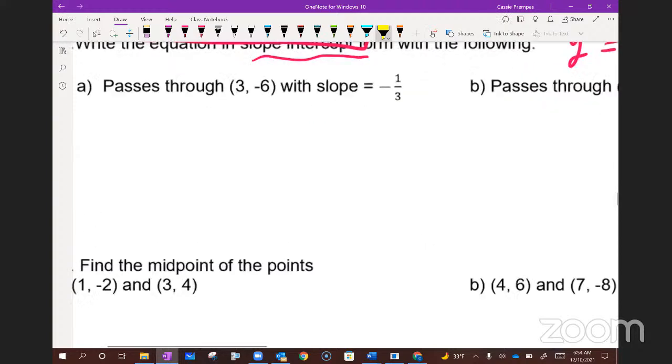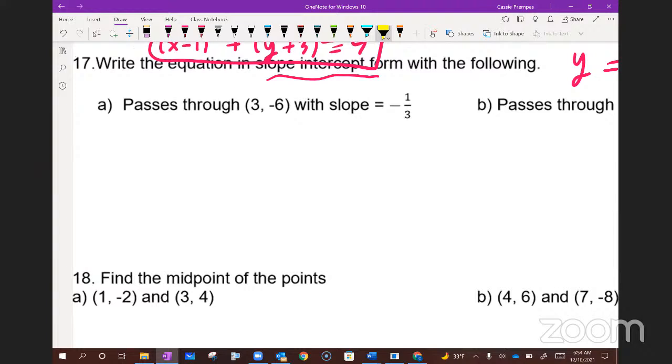So looking at letter A, did they give me the y-intercept? No, x is not 0. So what can I do? Well, I can start in point slope form because they did give me a point. If you don't remember it, we wrote it above, but it's y minus y1.